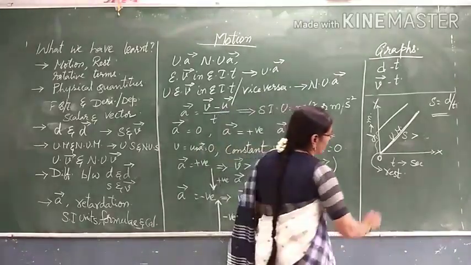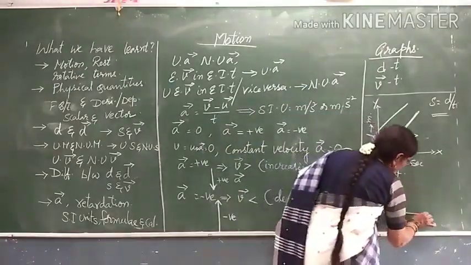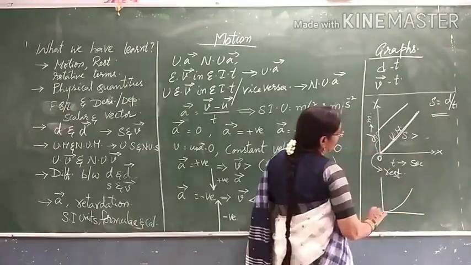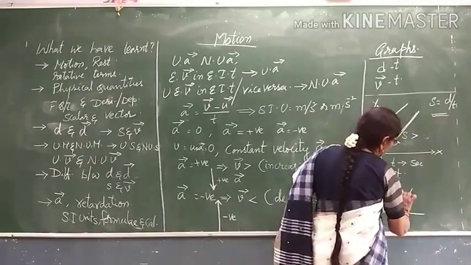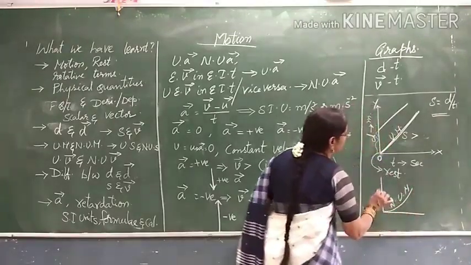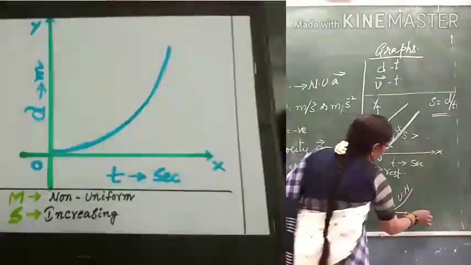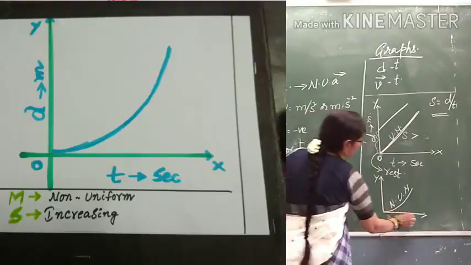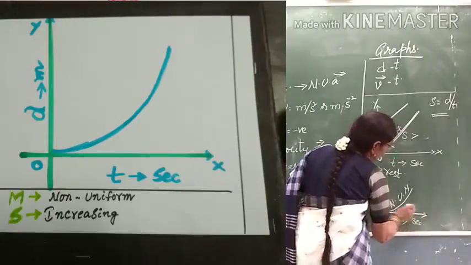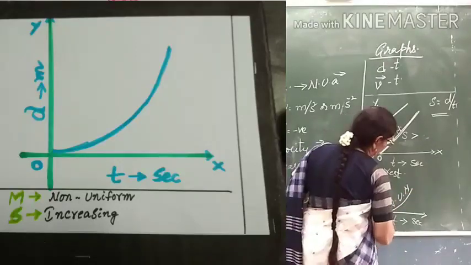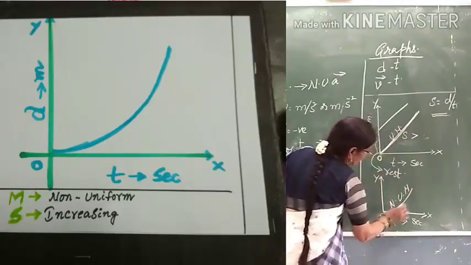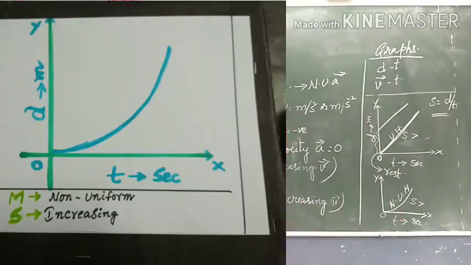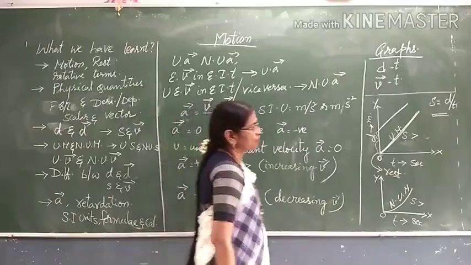Now if the graph is not like this, suppose the graph is coming as a curve, then it is called non-uniform motion. Non-uniform motion, a curve will be coming. The body is in non-uniform motion, and here also the curve is going up towards the y-axis, so the speed is also increasing. Understood? So uniform motion, non-uniform motion.